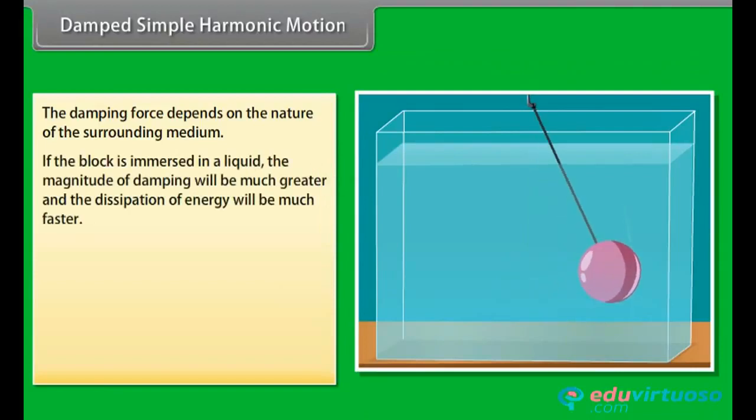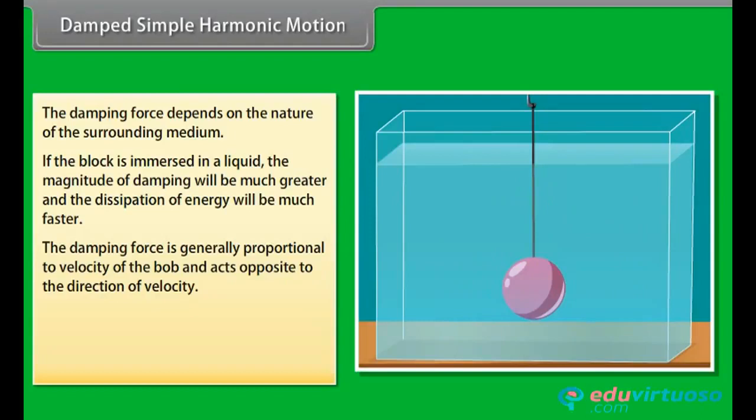If the block is immersed in a liquid, the magnitude of damping will be much greater and the dissipation of energy will be much faster. The damping force is generally proportional to velocity of the bob and acts opposite to the direction of velocity. If the damping force is denoted by Fd, we have Fd is equal to minus bv.